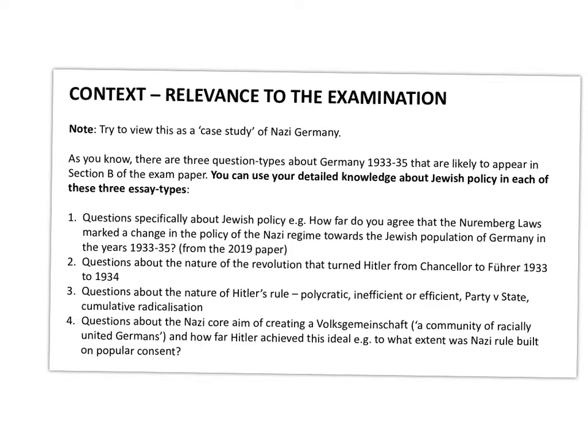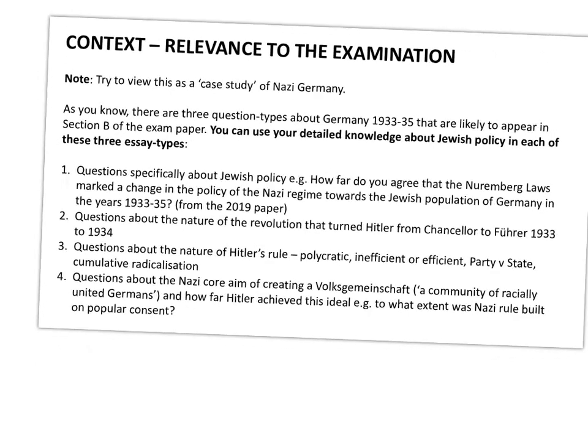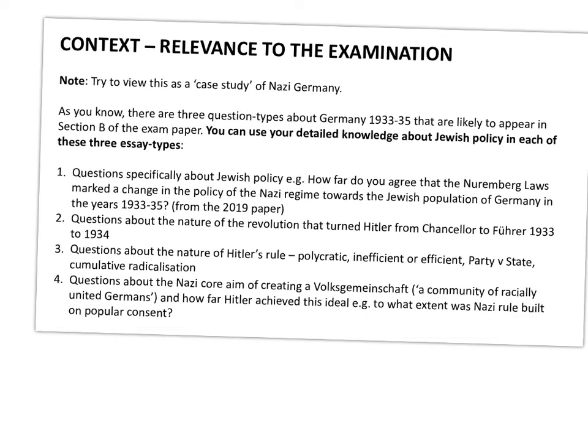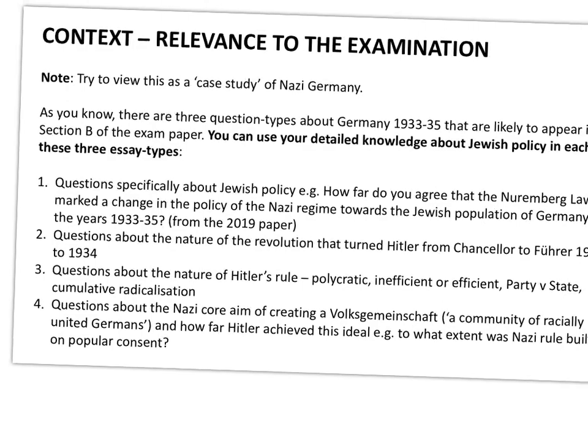Within the depth study, if you look at points 2, 3, and 4. Point number 2: as we've seen within the depth study, you've got questions about the nature of the German Revolution that Hitler introduced at the beginning of the Third Reich, the legal revolution, etc., where you could quite easily reference Jewish policy. Then there were those depth study questions, point number 3, about the nature of Hitler's rule.